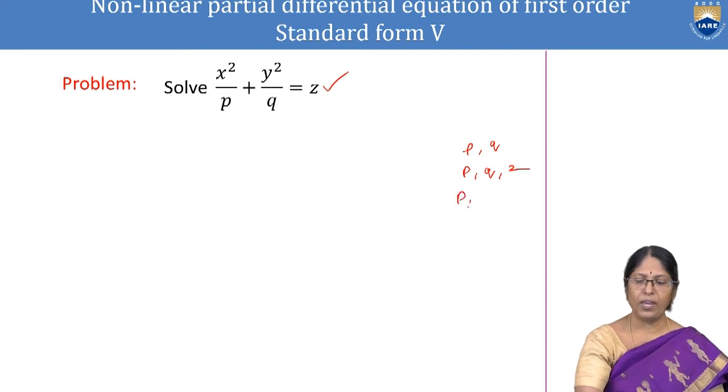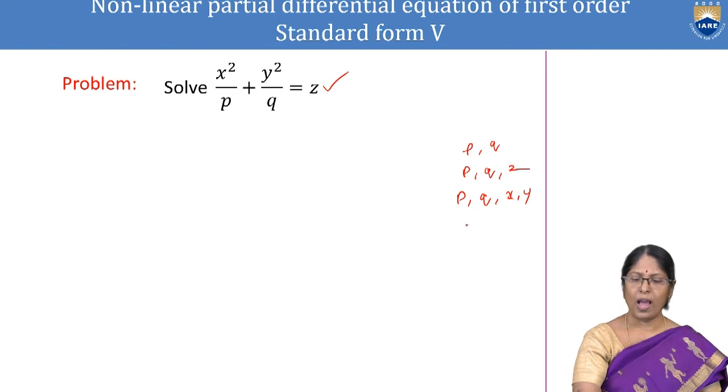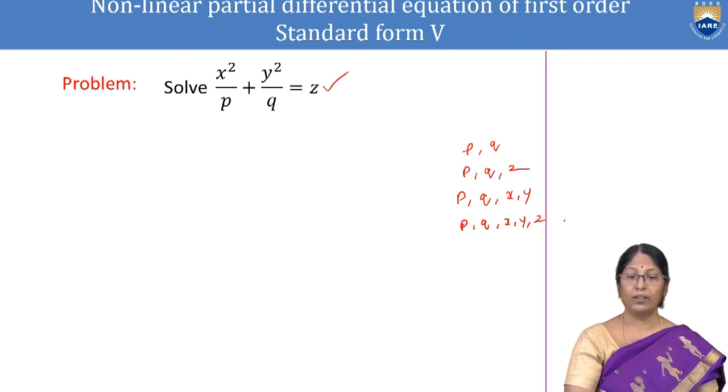Vanished. P, Q, X, Y, this is standard form 3. In this, Z compulsorily should not be there, so that is also vanished. Within a fraction of a second, we should take the decision. Overall, for 1, 2, 3 and 4, P, Q, X, Y, Z all are there, but it is not standard form 4.